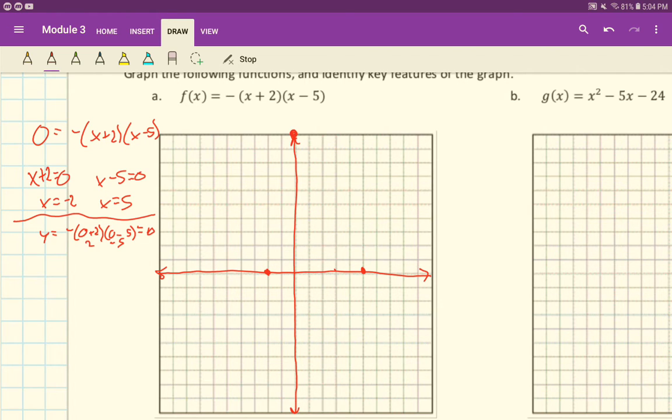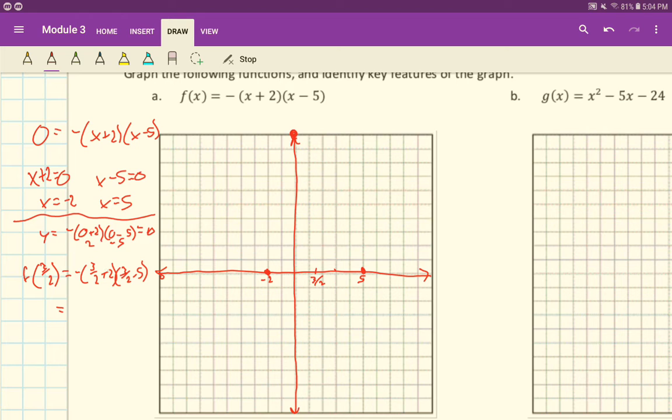There's the y-intercept. Okay, and then by symmetry here, let's see. So again, this is negative 2, and this is at 5. So the total distance here is 7. We want to go half of that, so 3.5. So 1, 2, 3.5 would be right here at 3 halves. That's where our vertex is. And we'll plug 3 over 2 in there, which would be negative 3 over 2 plus 2, 3 over 2 minus 5.